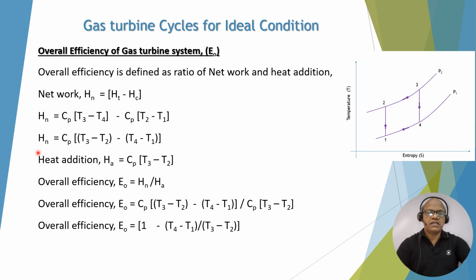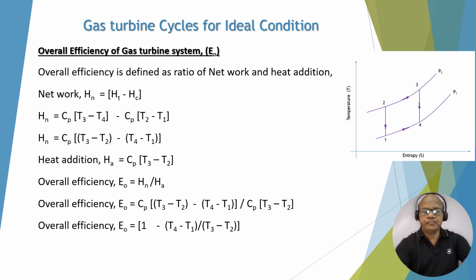So net heat Hn is written as Cp (T3 minus T2) minus (T4 minus T1). Heat addition Ha is equal to Cp (T3 minus T2). So overall efficiency is equal to Hn upon Ha. So η is equal to Cp[(T3 minus T2) minus (T4 minus T1)] upon Cp (T3 minus T2). This Cp will cancel out.